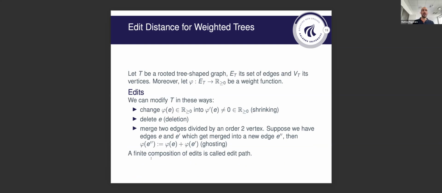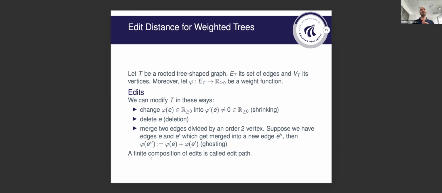I resorted as well to edit distances, but I took a very different approach from the other edit distances, because I went through edit distances for weighted trees. So for the next couple of slides, we'll be focusing on weighted trees. A weighted tree is just a tree, and for each edge, we know how long it is. We have some function that goes from the edges to positive numbers that tells us how long some edge is.